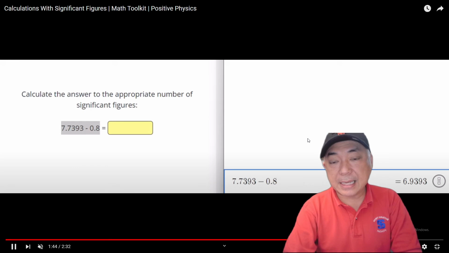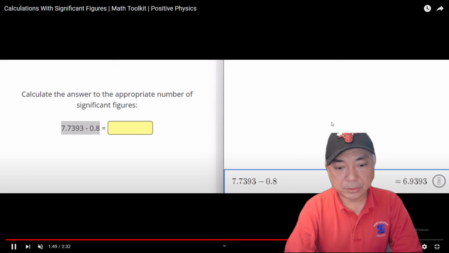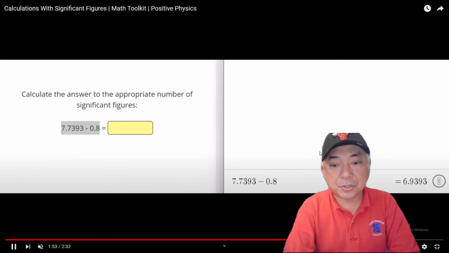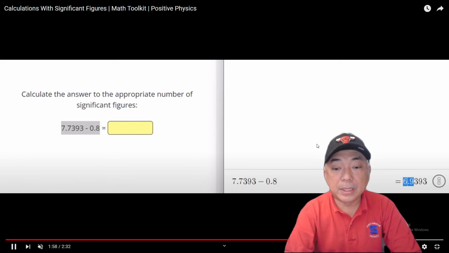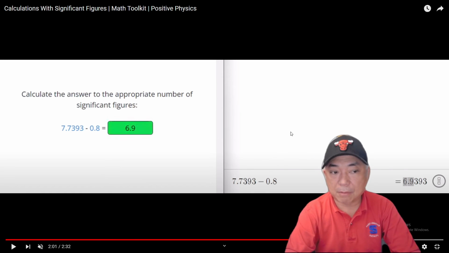Let us see if our guess is correct. If our guess is correct, it should give us an answer of 6.9, which should be color green. There you go. So we're correct.